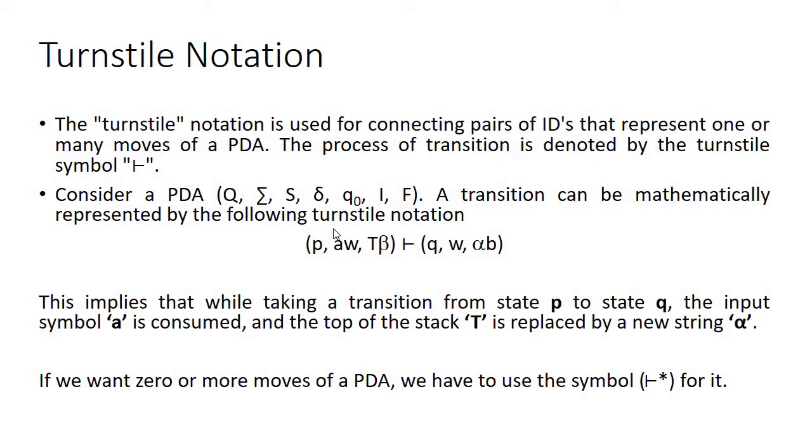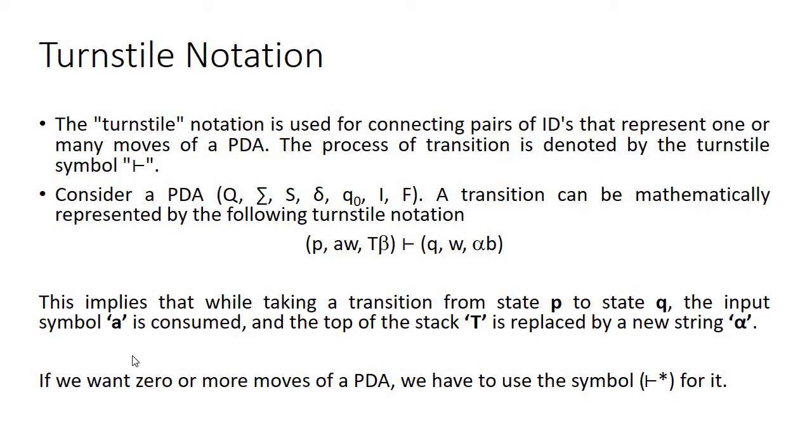AW, here A has been utilized, so we simply have W as the unconsumed string. Then T beta is converted into alpha B. So what does it mean? It means that the T has been replaced by alpha. So this is how we can link up different ID pairs. And here is the description: this implies that while taking a transition from P to Q, the input A is consumed and the stack top T is replaced with a new string, that is alpha.